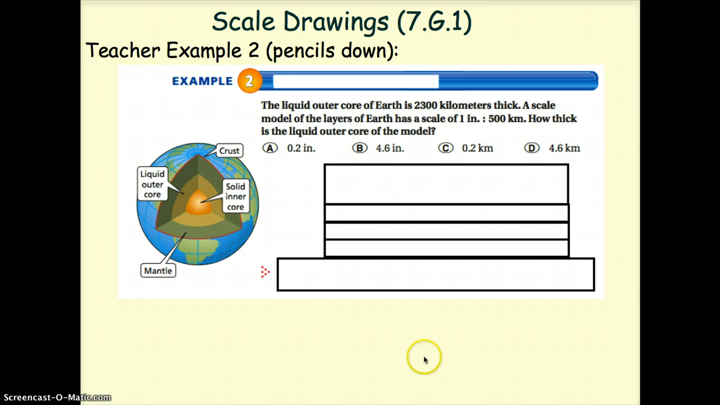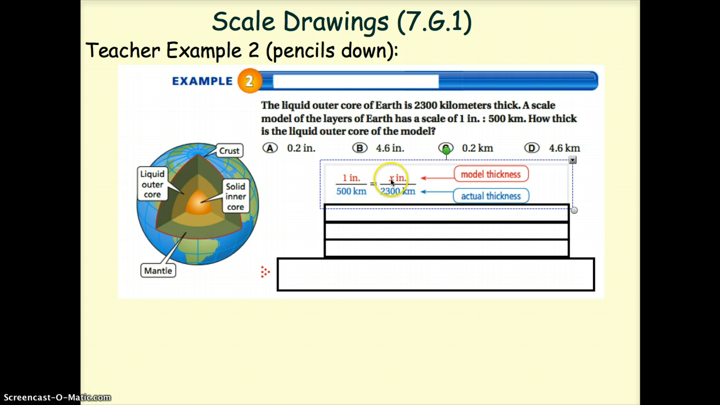Okay, so again here I would need to take my ruler, which I've already done, and I need to measure. Now notice we're given the scale, so we're going to do that as our first fraction, 1 inch over 500 kilometers. And we're comparing that to the model. Now, notice I don't actually have to measure here because I've got my information up here. Some amount is the model over 2,300. Okay, so I've set up my fraction. Notice the model is what I don't know.